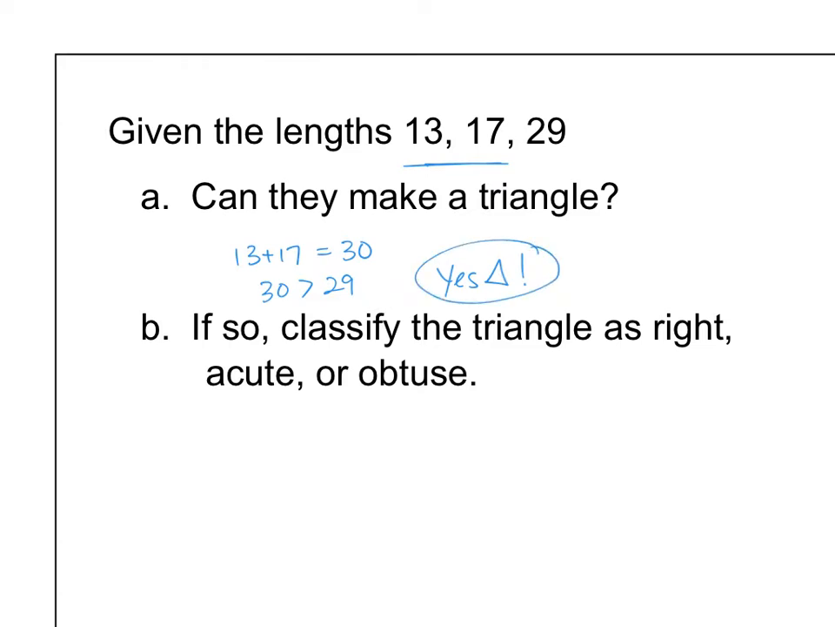Part B, classify the triangle as right, acute, or obtuse. For this part, you need to do the Pythagorean Theorem. You're going to do 13 squared plus 17 squared, and you're going to see how that compares to 29 squared.